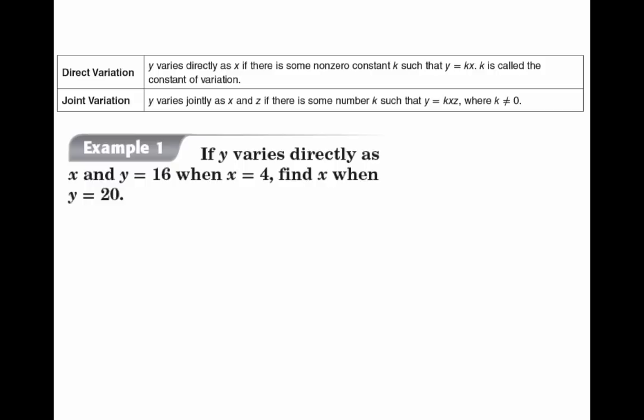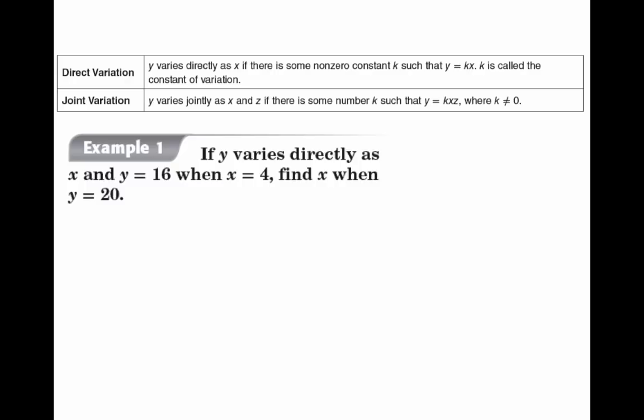Okay, 8.5 is about variation. We're going to do direct variation, inverse variation, and joint variation. Well, I guess there's a combined variation, which is the combination, go figure, of direct and inverse. We're going to work through a couple of examples. There's basically two ways to do all of these problems.